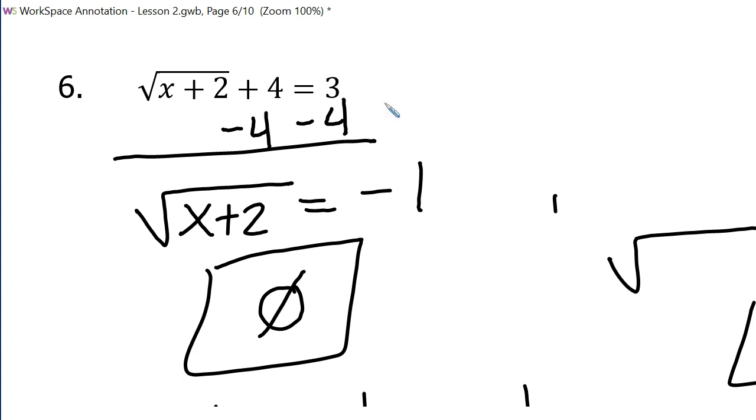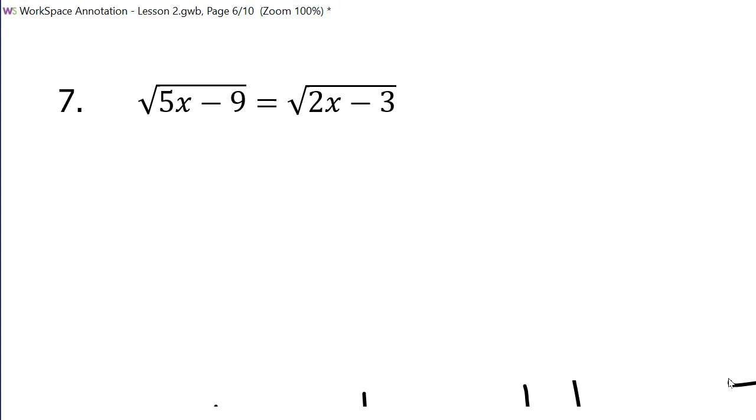Okay, next one, number 7. Now, the first thing I need to ask you, is the square root by itself? Yeah, technically it's by itself. So what I need to do is get rid of the square root. So if x is under the square root, we have to get rid of that square root symbol. So what's the opposite of square rooting? Square. So if I square the left side, I also need to square the right side.